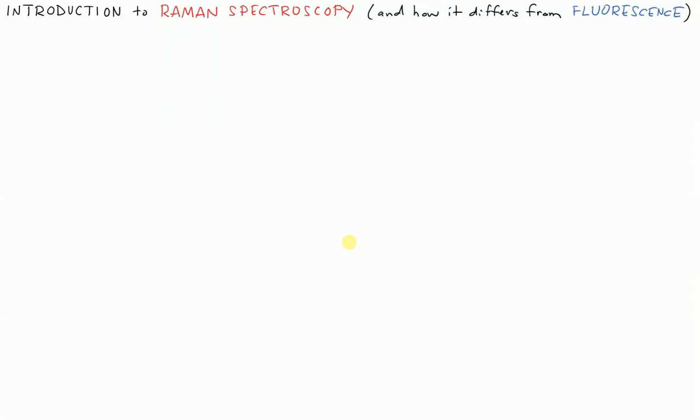We've talked about fluorescence spectroscopy in the previous lectures. Now we're going to talk about a new technique called Raman Spectroscopy, and the point of this video is to introduce you to the basics of it and to tell you about how it's different from fluorescence. So Raman spectroscopy is concerned with the vibrational modes of a molecule.